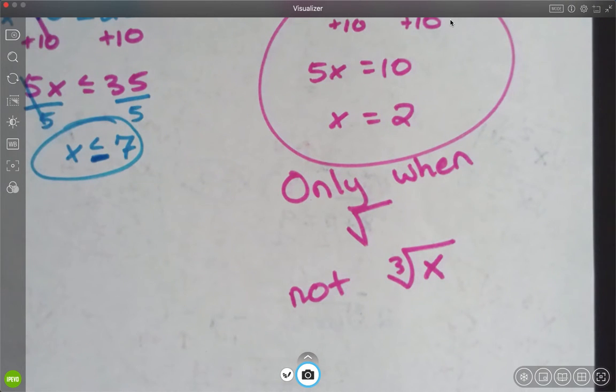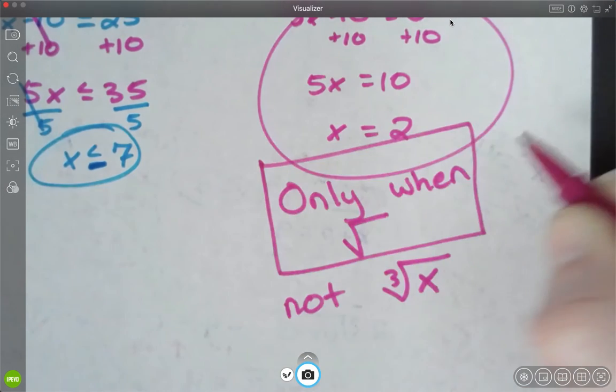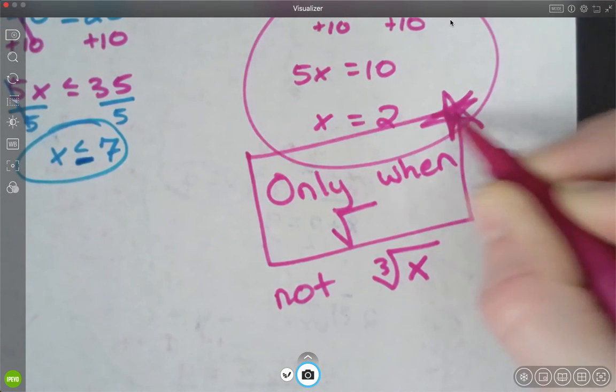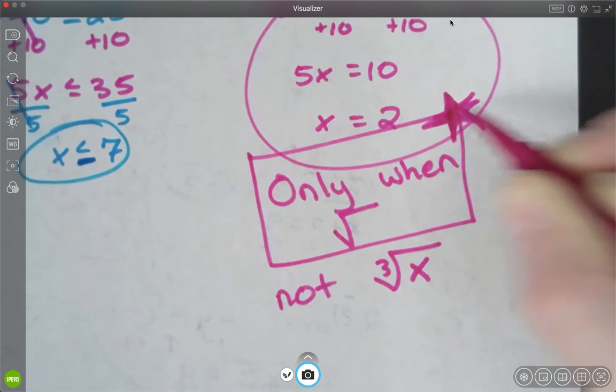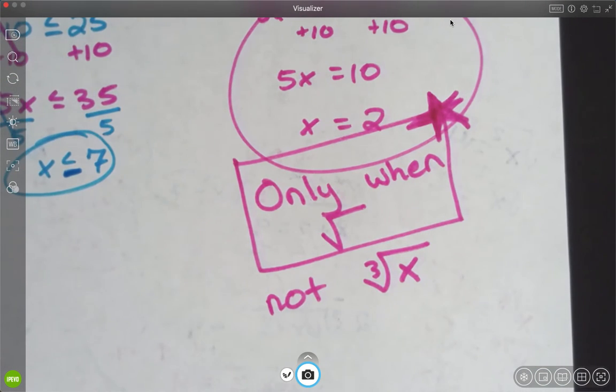Does that make sense? So put a little star by that when you're doing these on your homework assignment. If you have a square root and you have an inequality, you need to make sure that you're not going to end up with a negative number inside, right? And you have to figure out where that is, okay? You don't have very many of those, but whatever, okay?